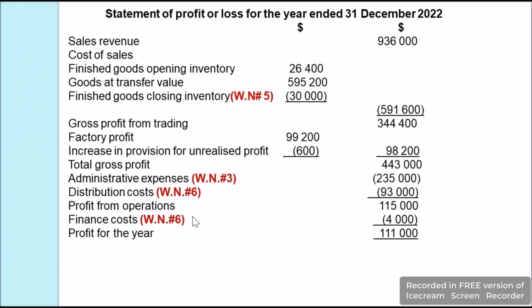From here we will subtract the finance cost, which was calculated again in the sixth working notes, which was $4,000, the interest which we have paid. And once we subtract this, we get the profit for the year as $111,000.